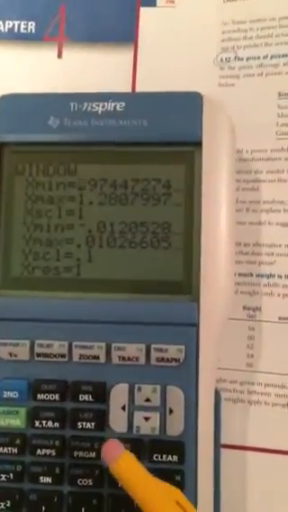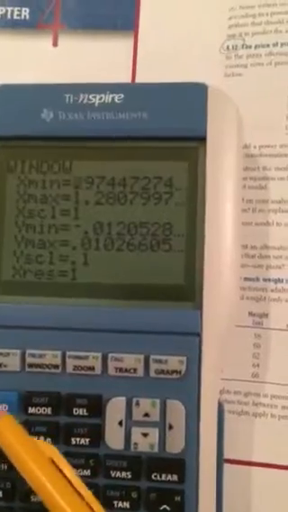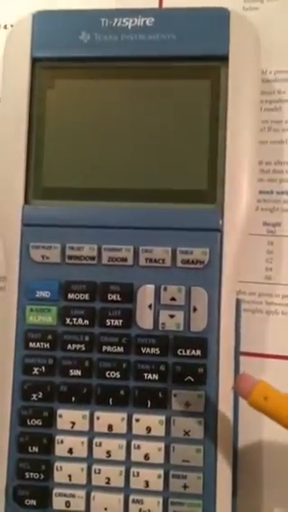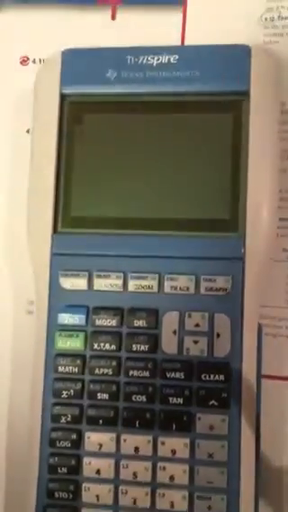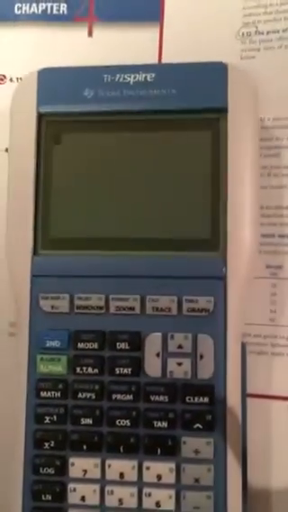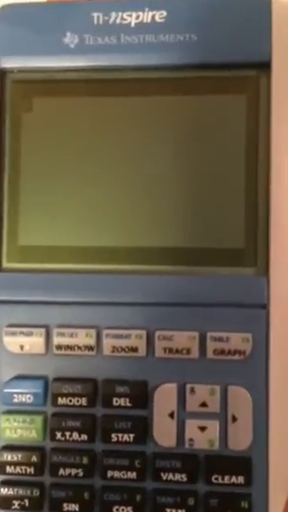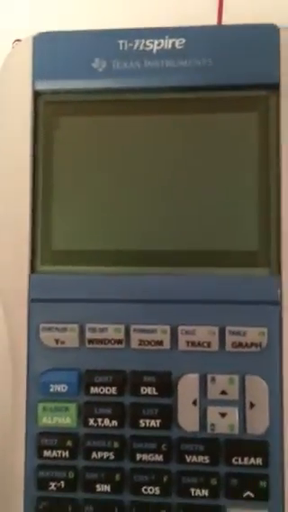So this was part of your C part. The next step for your C part is to go to your home screen. Again, I apologize. And because we're asked, would we advise the manager to adjust the price of the pizza slices.